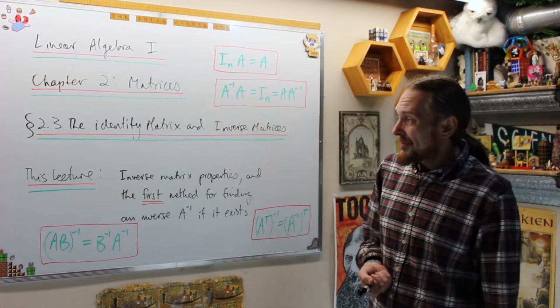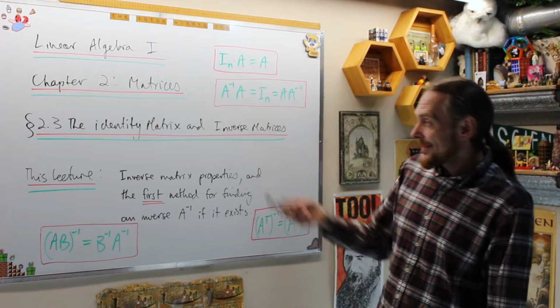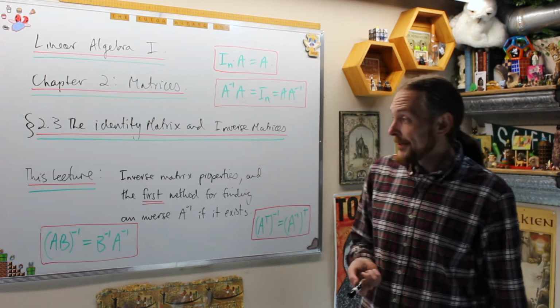What we're doing this time is Linear Algebra 1. We're in Chapter 2, which is Matrices. Section 2.3 is the Identity Matrix and Inverse Matrices.